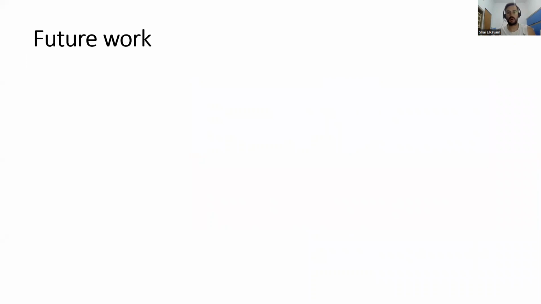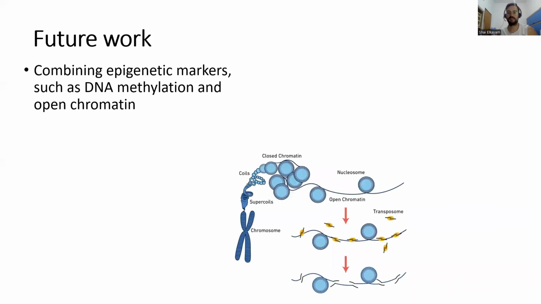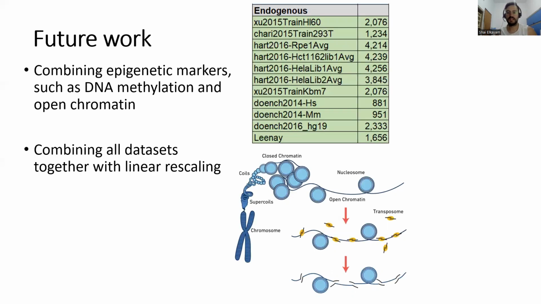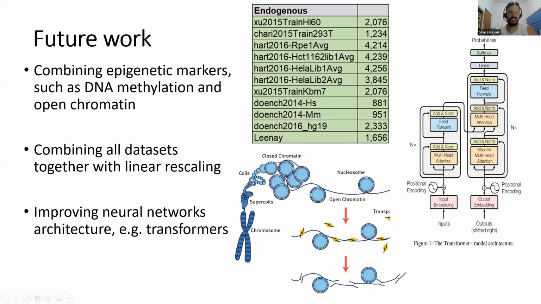So for future work, we believe that the model can be improved by combining epigenetic markers, such as RRBS and open chromatin. We can also combine all endogenous datasets to train one model over all of them, and this can also benefit the model. And also changing the architecture to a transformer may lead to great improvement, as shown in recent studies.